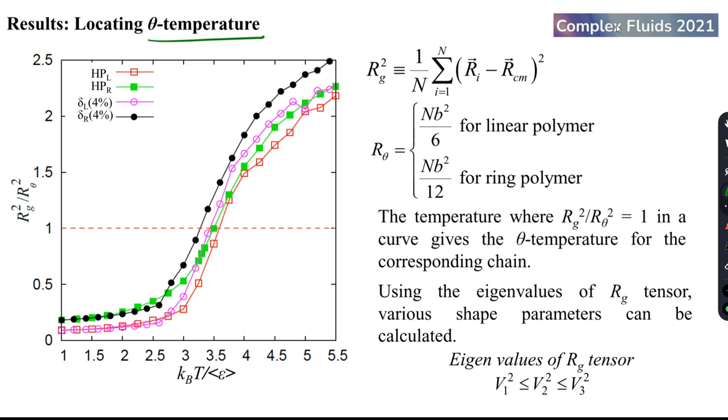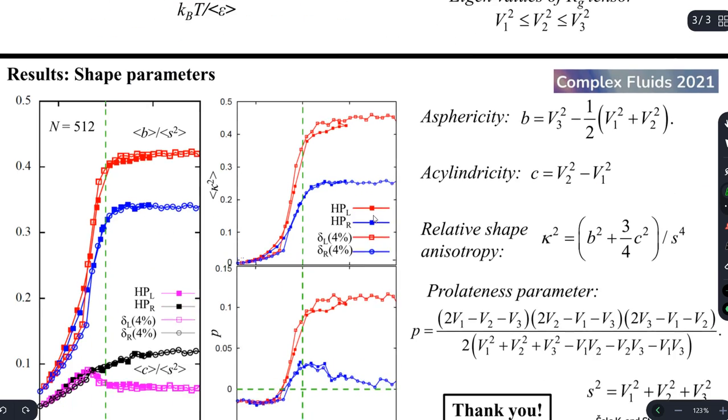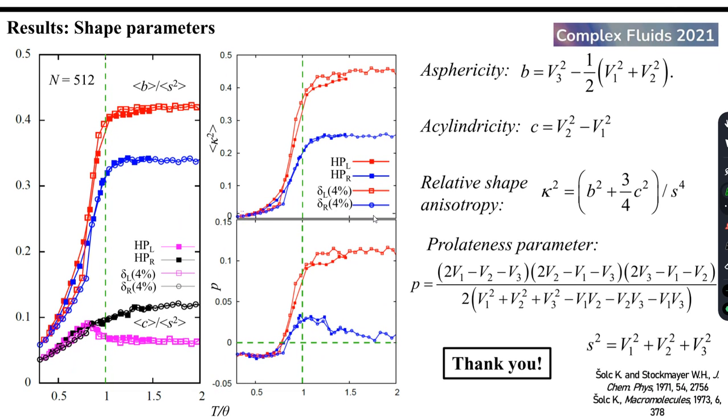In locating this, what I did is calculate the radius of gyration for different chains: the linear homopolymer and ring homopolymer, and the other two, the energy polydisperse polymers. This magenta one is for the linear chain at 4% polydispersity, and the ring one is the black one. So I found this theta temperature, and after locating it, I go to the shape analysis.